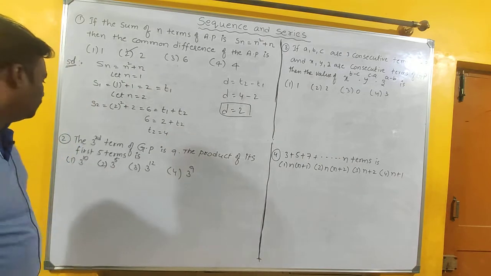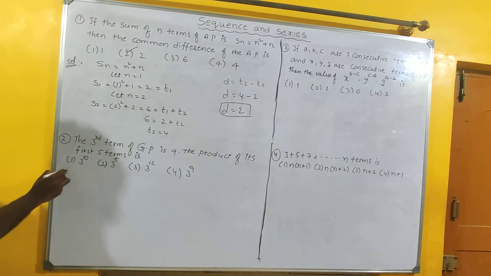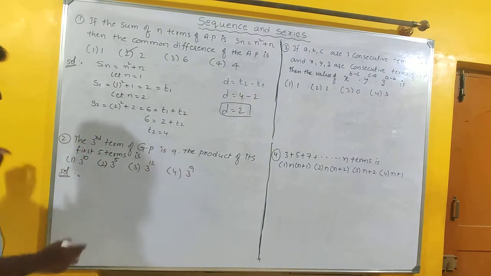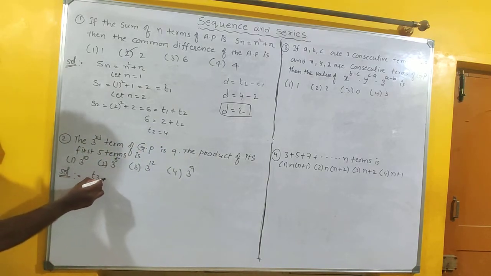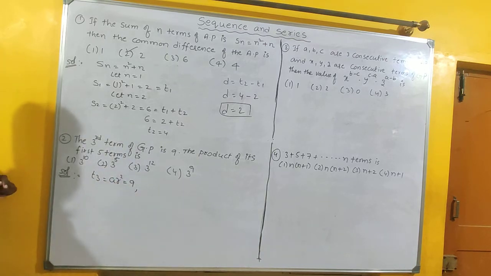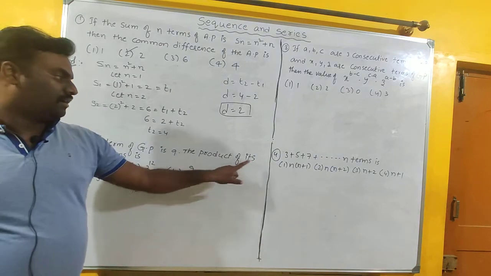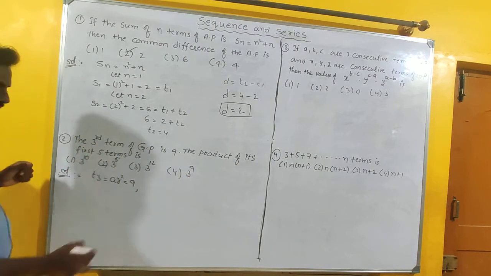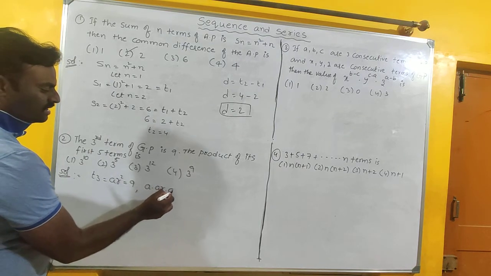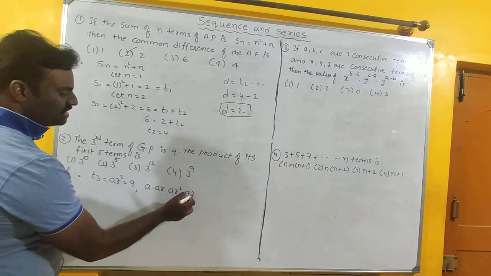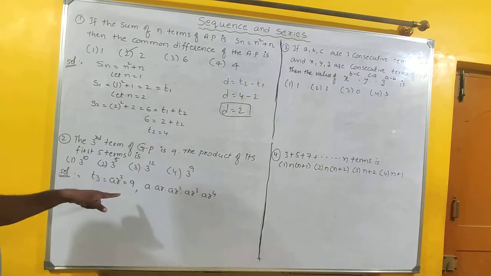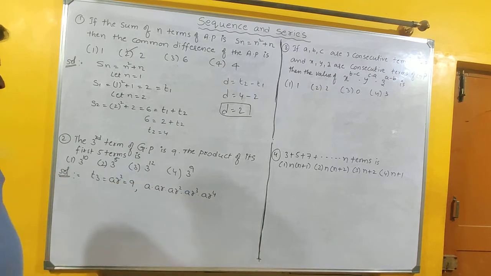Now we'll go with the second question. The third term in a GP is 9. The third term is nothing but AR square, that is 9. What is given is the product of its first 5 terms. The first term is A, next is AR, next is AR square, next is AR cube, next is AR power 4. These are the 5 terms, and we need to find their product.